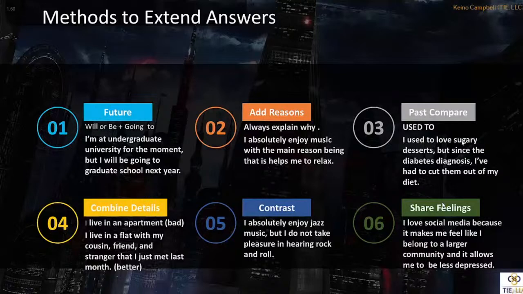Don't speak in those short little simple sentences. It's much more impressive if you say, I live in a flat with my cousin, friend, and stranger that I just met last month. Use contrast and also share your feelings. Always explain how you feel.